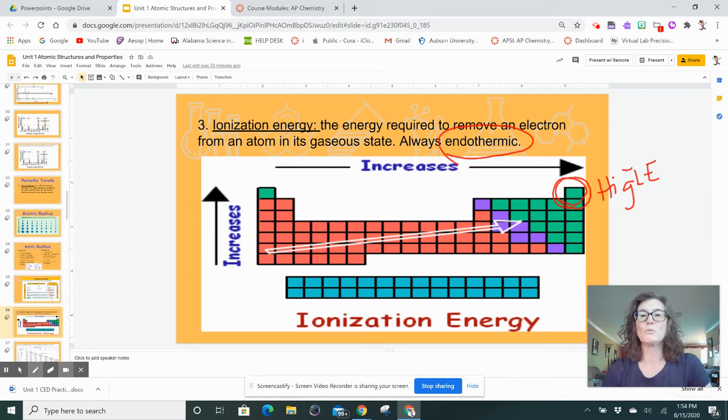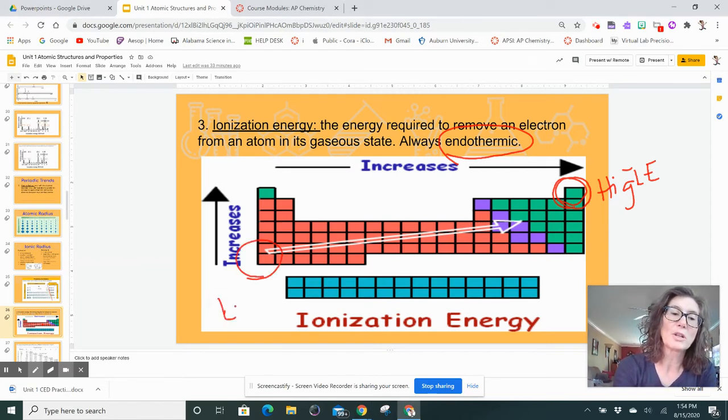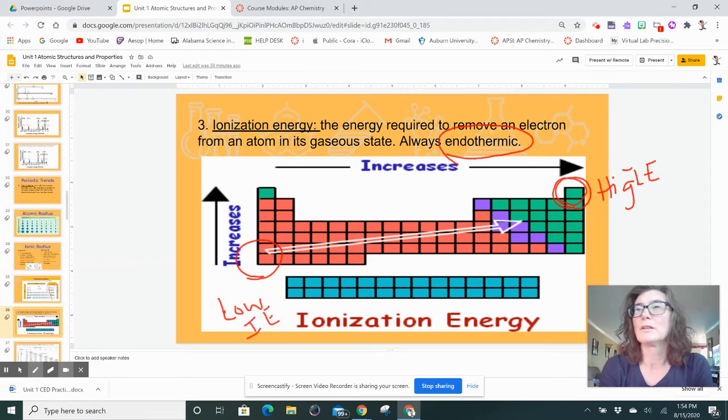Okay, because they do not want to have electrons removed. Things down here at the bottom are going to have a low ionization energy because they do not mind having the electrons removed. It doesn't take as much energy to pull the electron off. Okay, so ionization energy and atomic radius are opposite. Opposite of atomic radius.